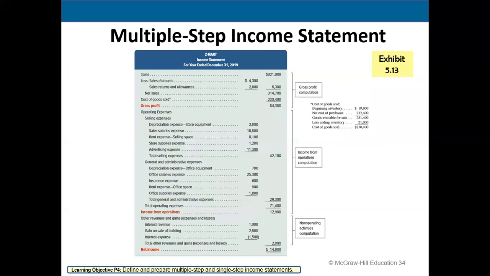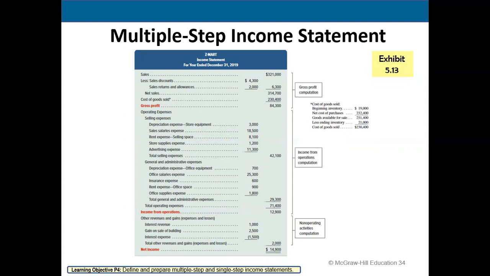So something you might see in this chapter that's different than what you've seen before is a multi-step income statement, which is really just like an income statement, which you have seen before, but with much more detail, and it's broken into multiple steps, I guess you would say.